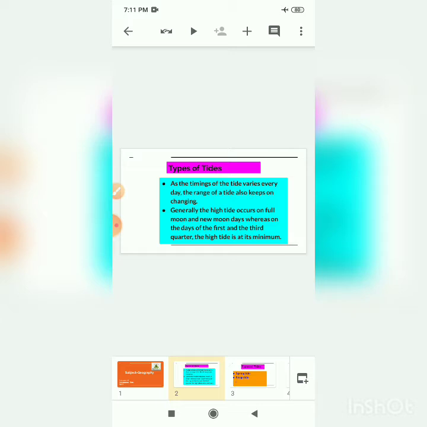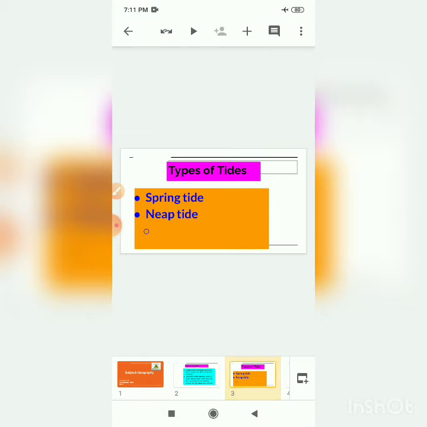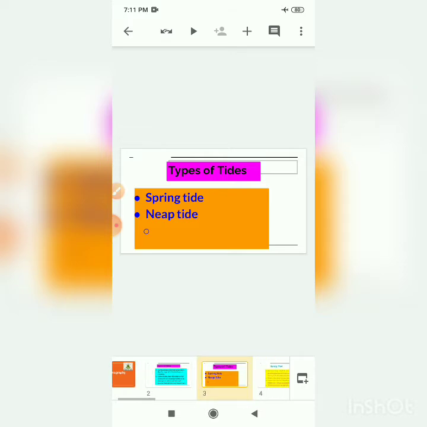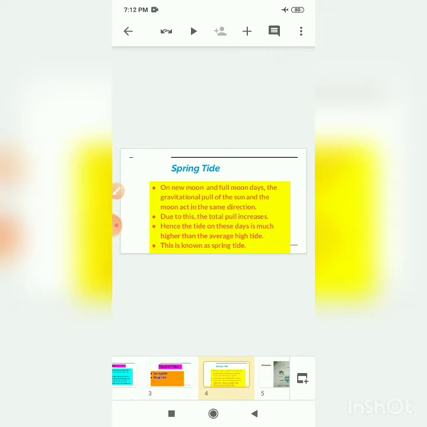Generally the high tides occur during full moon and new moon days, whereas on days of the first and third quarter, the high tide is at its minimum. Types of tides. The first one is spring tide and the next one, students, is neap tide. First we will be learning in detail about spring tide, what it is.